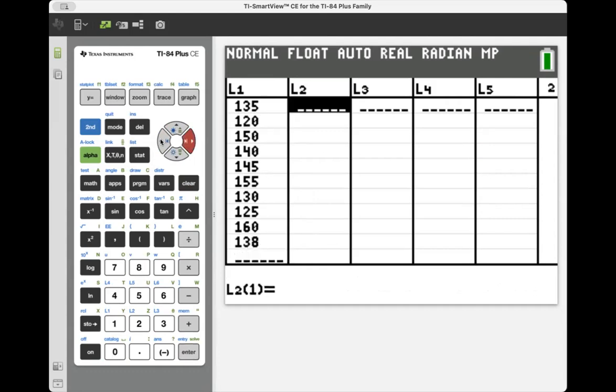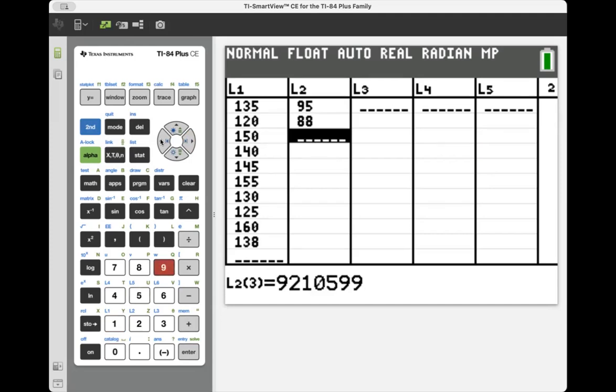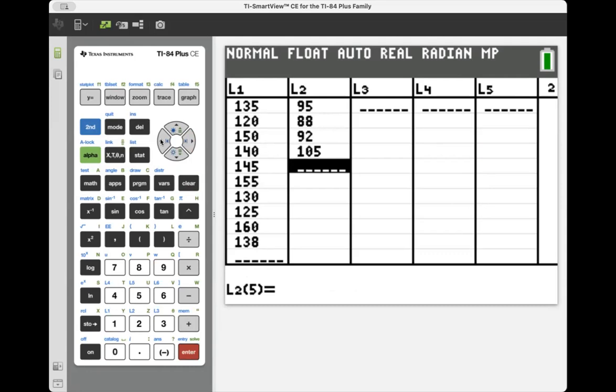And without diabetes, 95, 88, 92, 105, 99. Oops, something's going wrong here. After 88, sorry, 92, 105, 99, 90, 85, 100, 102, 98.